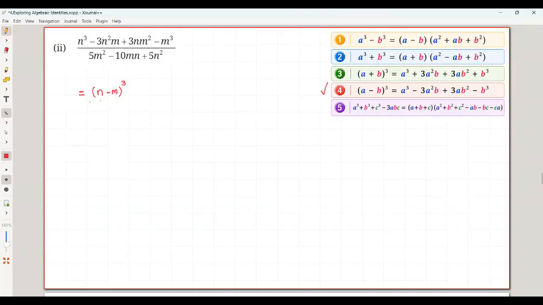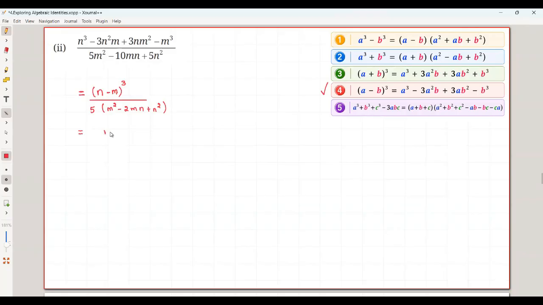Correct? Now divided by, for the denominator, are they perfect square numbers? No, they are not perfect square numbers, but 5 is common. I can take 5 outside. If I take 5 outside, we'll have m square minus 2mn plus n square. Now this is in the form of a square minus 2ab plus b square format. Correct?